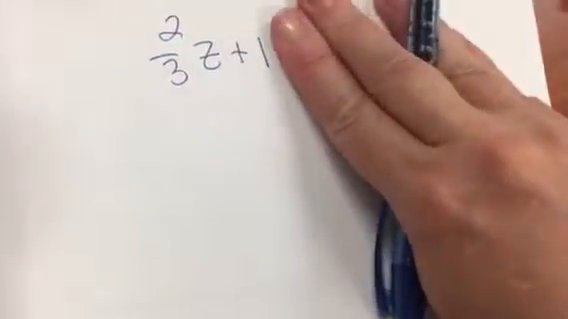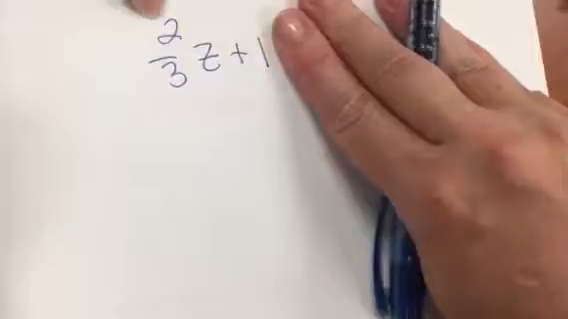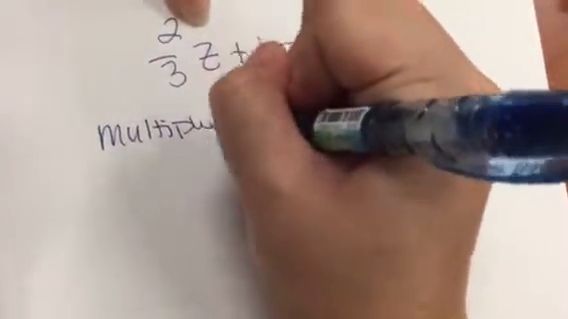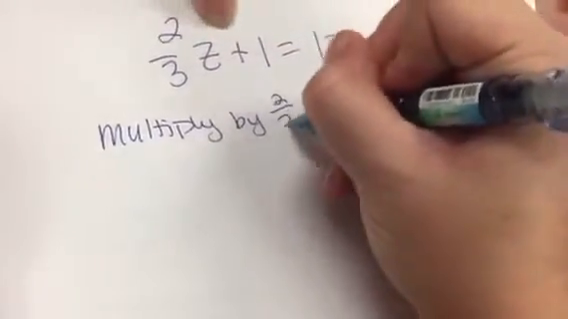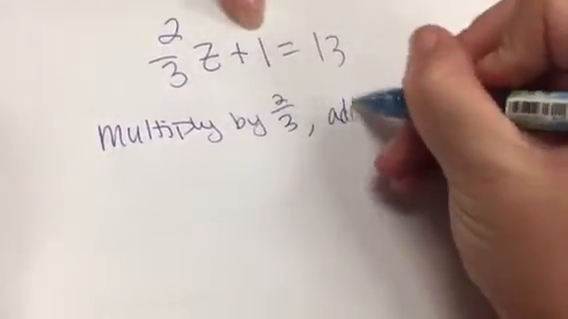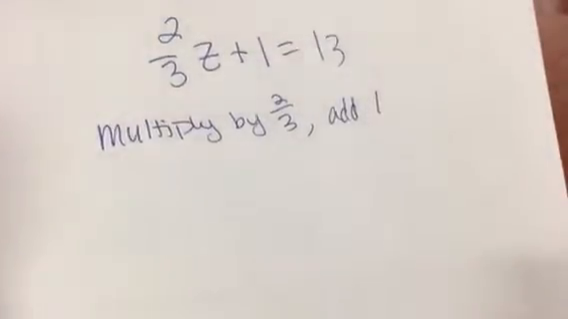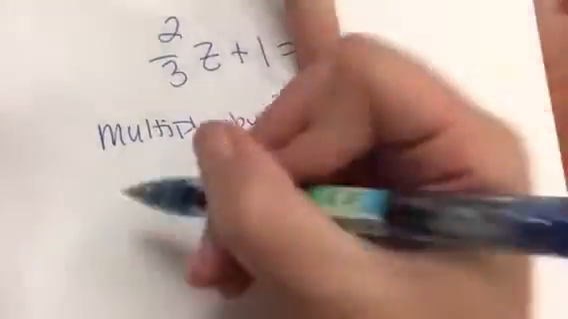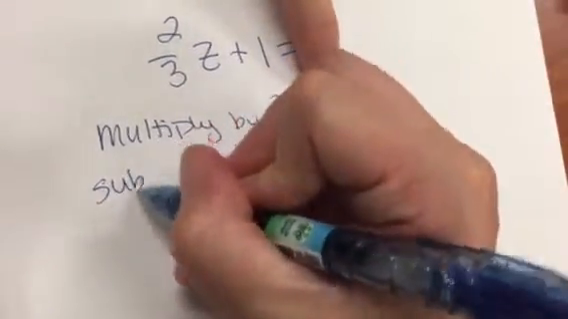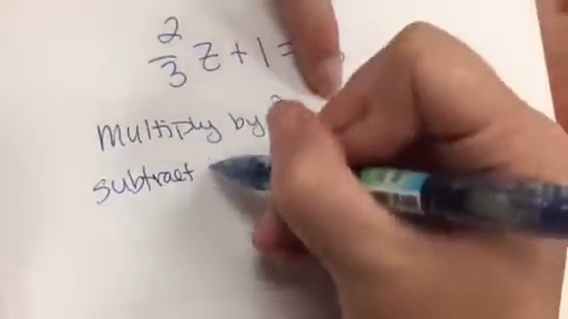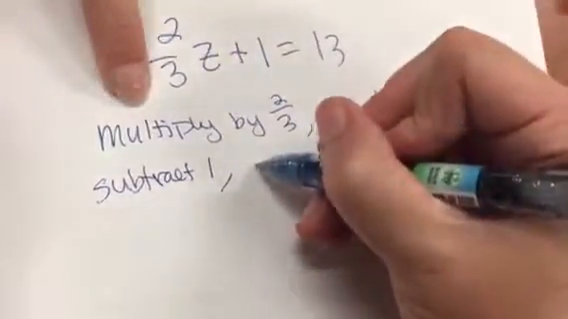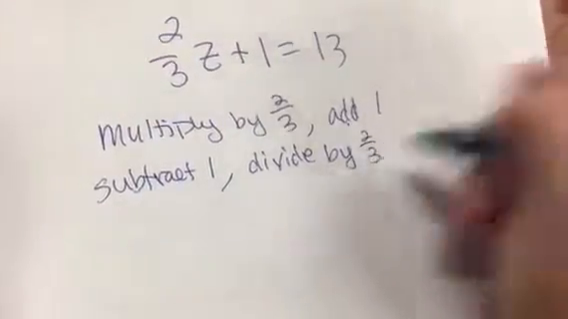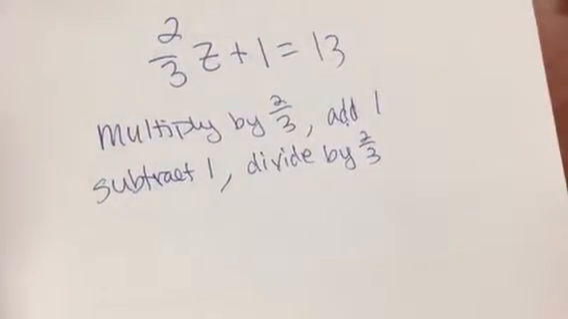If we cover this, equals 13, first thing. My first step is to do 2/3 times z. So multiply by 2/3. And then to add 1. Okay, that's our first step. So the second step is going to be, what's the opposite? Not the opposite, inverse. The inverse: subtract 1, and then the inverse of multiply is to divide. Divide by 2/3. That sounds pretty simple, doesn't it?